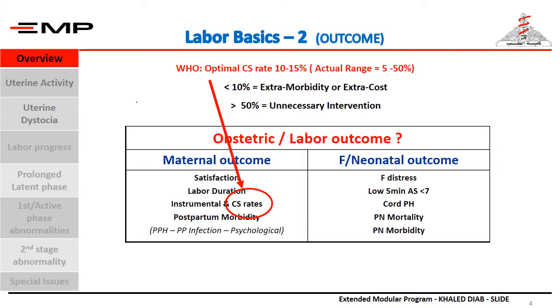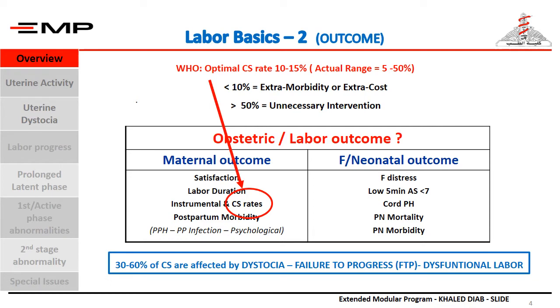Other labor outcomes should be analyzed for any condition that complicates labor, as shown in the following table. It should also be noted that failure to progress or dysfunctional labor represents almost 50% of the emergency cesarean section rate at any hospital.